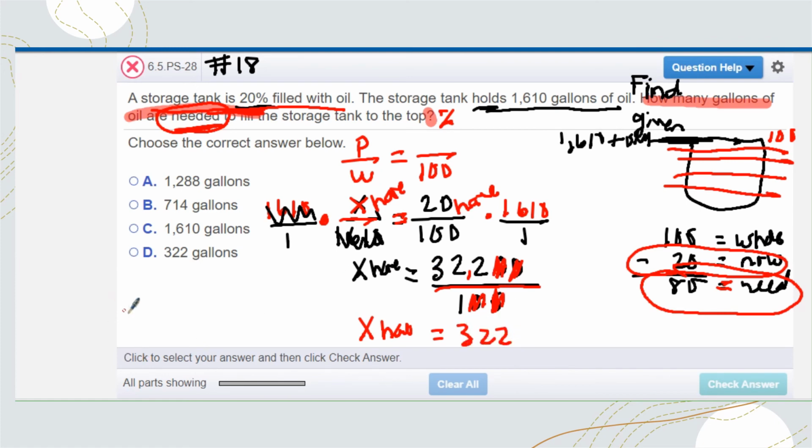Now if I want to figure out what we need, I'm going to subtract what we have from the total, 1,610, the total gallons that the storage tank can hold. If I subtract what we have, 322, from that, so this is the total, this is what we have, what we need is going to be the difference between these two. So I'm going to take 1,610 and subtract 322, and that's going to give me 1,288. So 1,288 is actually what we need.